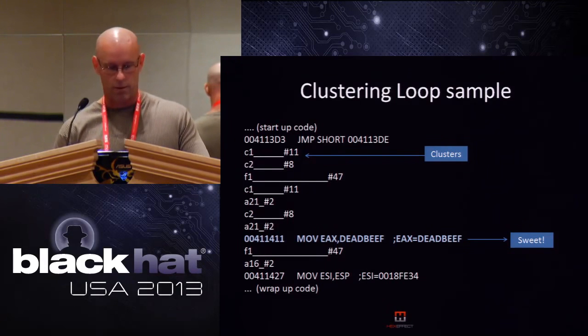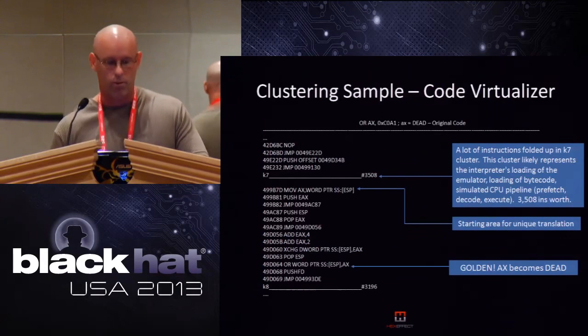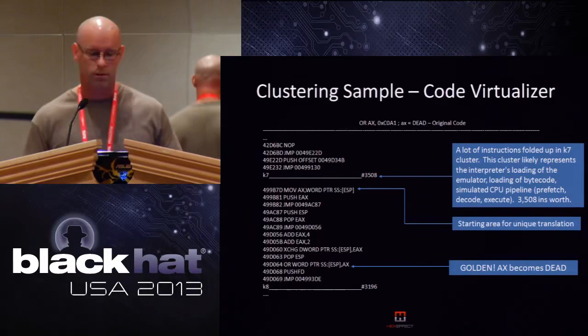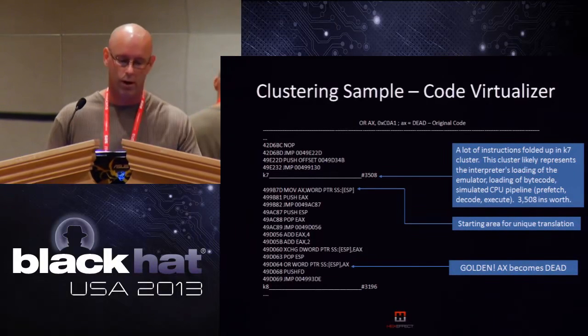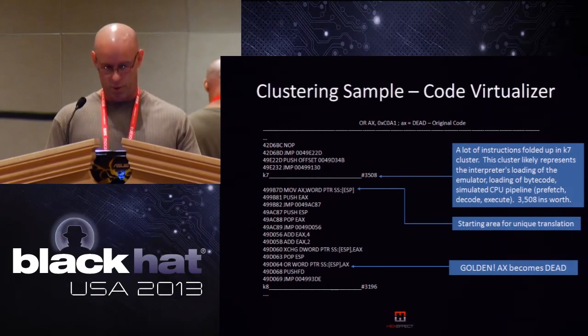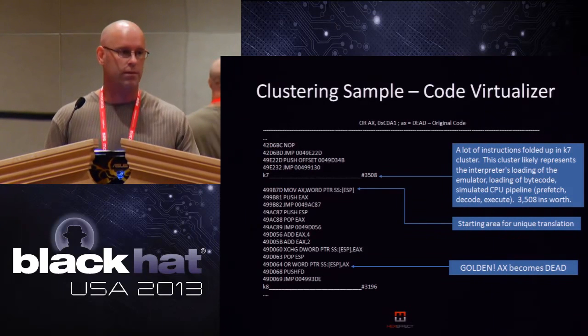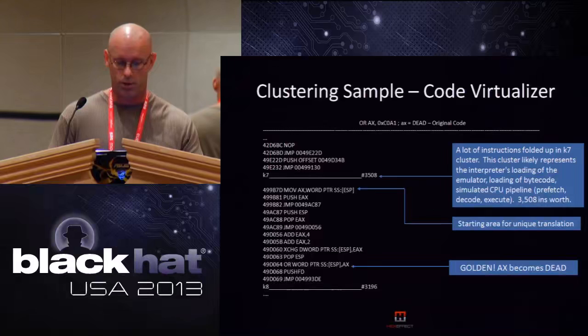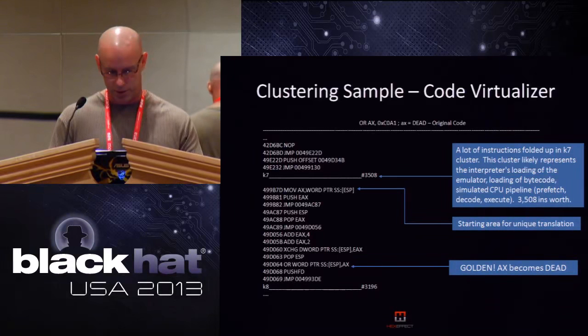Then I said, okay, it's time for something a little more interesting. So I wrote about 30 or 40 different assembly instructions. Here's one of them, called OR AX, C0A1. The idea is that whatever is in AX, when it does this operation, it will become dead. It's easy to debug. When I ran it through Code Virtualizer, I can't even remember how many instructions it generated, but you can see that it clustered K7 and K8.